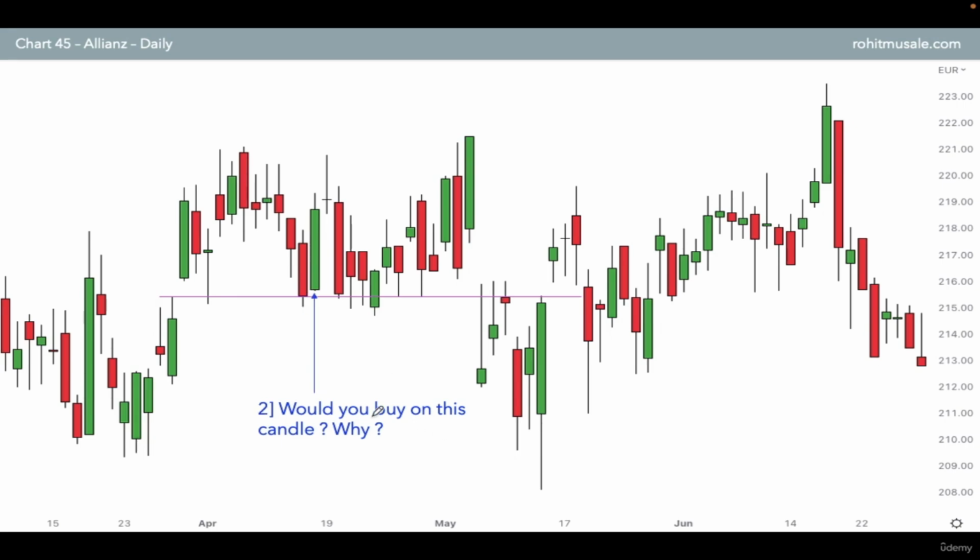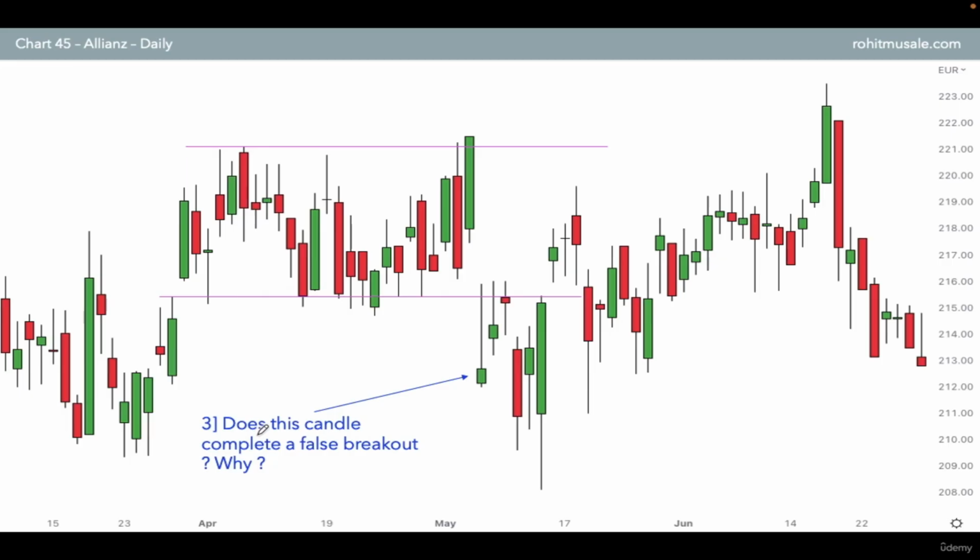Number 2, would you buy on this candle and why? See, this candle is completing the fourth step, right? The first step is the rising window. The second step is the confirmation of the support of the rising window. The third step is this false break. And the fourth step is the close above that pink line. So this candle is completing the fourth step. So it makes sense to buy here, right? But why would I not buy here? Because you have resistance here, correct?